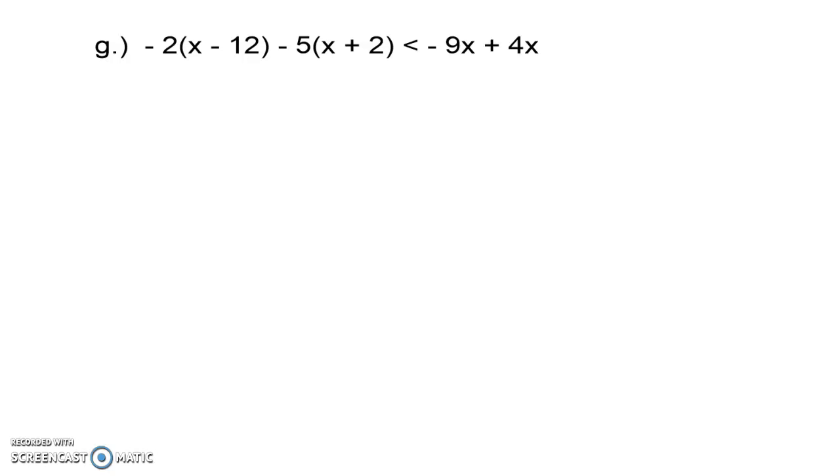So I have two places where I'm going to distribute. I'm going to distribute the negative 2 through that parentheses, and then I'm going to distribute the negative 5 through that parentheses. So negative 2 times x is a negative 2x.